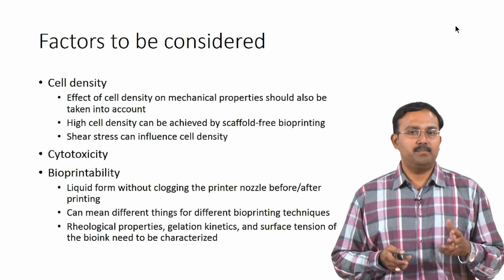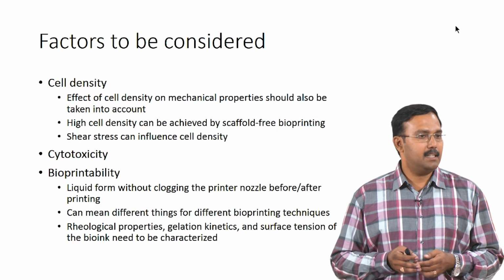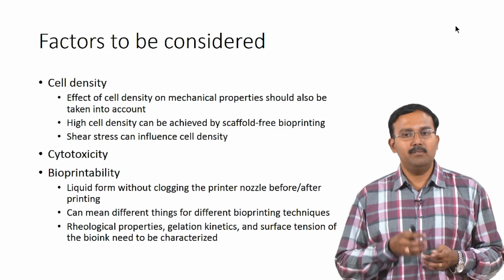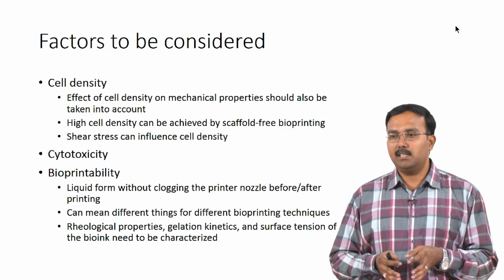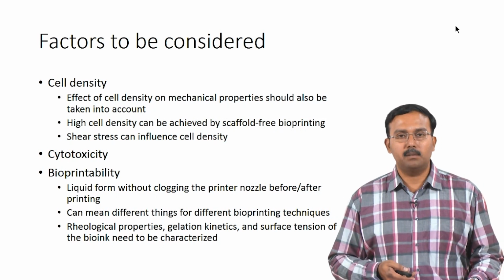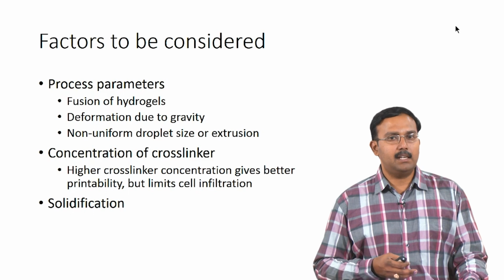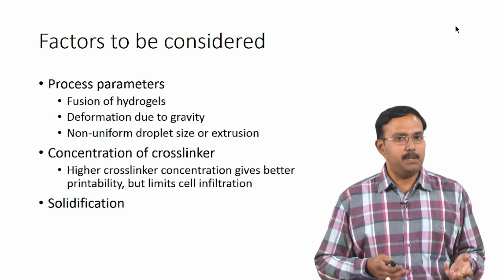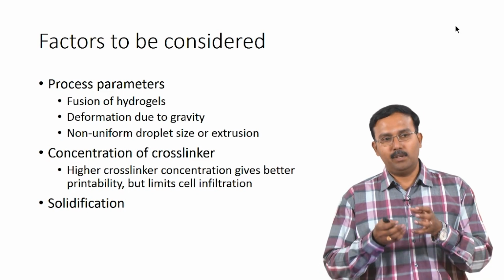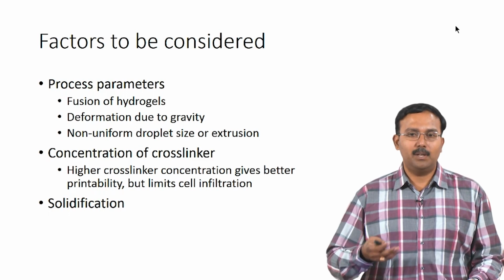Some of the properties which govern the printability are the rheological properties, gelation kinetics, and the surface tension of the bio ink. All these things have to be very well characterized, and we need to understand how they will affect the printing process before we take it for printing. Some of the process parameters that need to be considered are the fusion of the hydrogels while it is being printed, and deformation due to gravity. If you are going to print a 3D structure, it should not collapse, right, and it is quite possible that that happens.